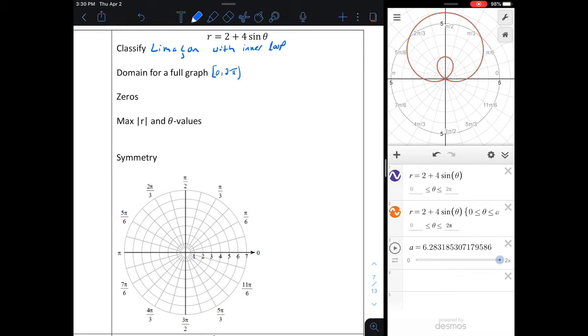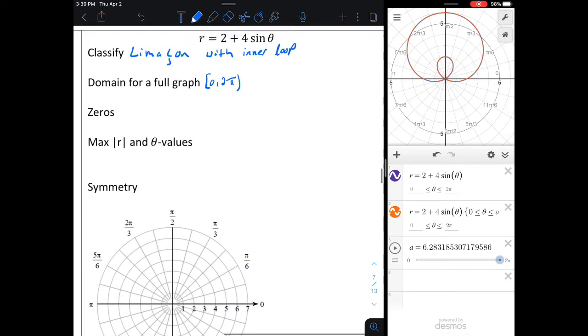And let's start talking about, well, where are the zeros? Zeros in the context of a polar curve are going to be when r equals 0. So let me zoom in. The zeros are going to be when r is equal to 0, and so I'd set my equation equal to 0 and solve for theta.